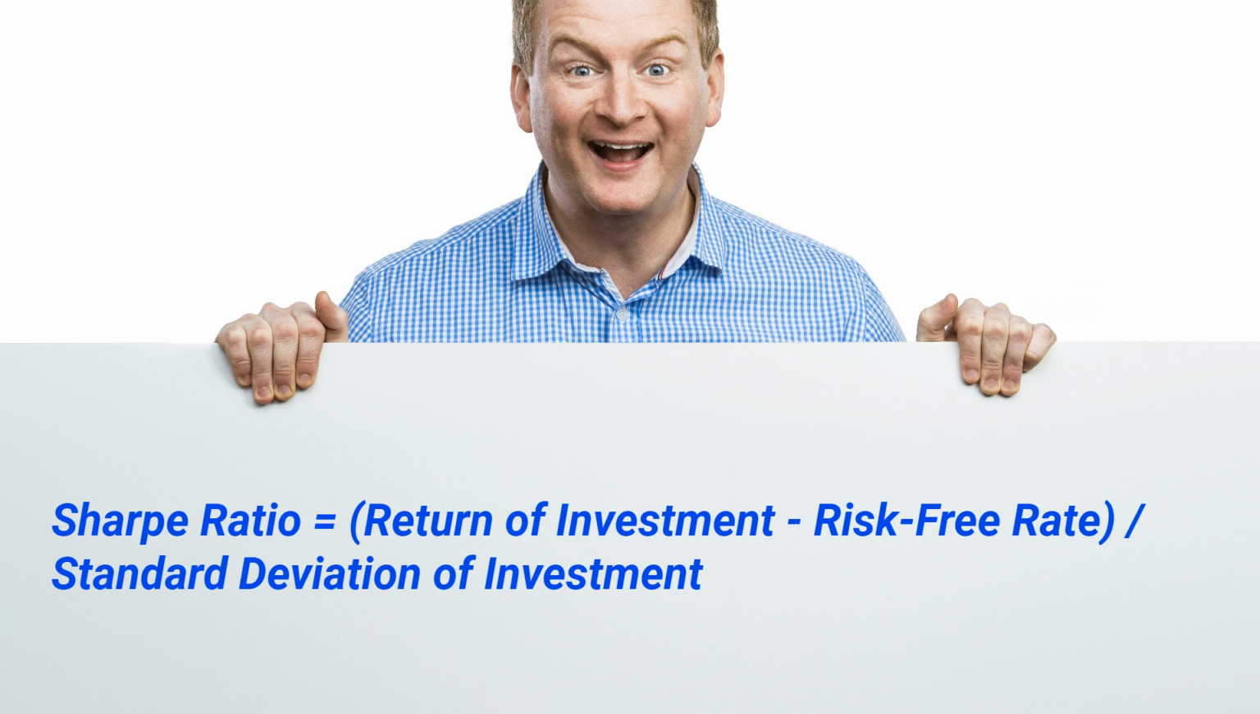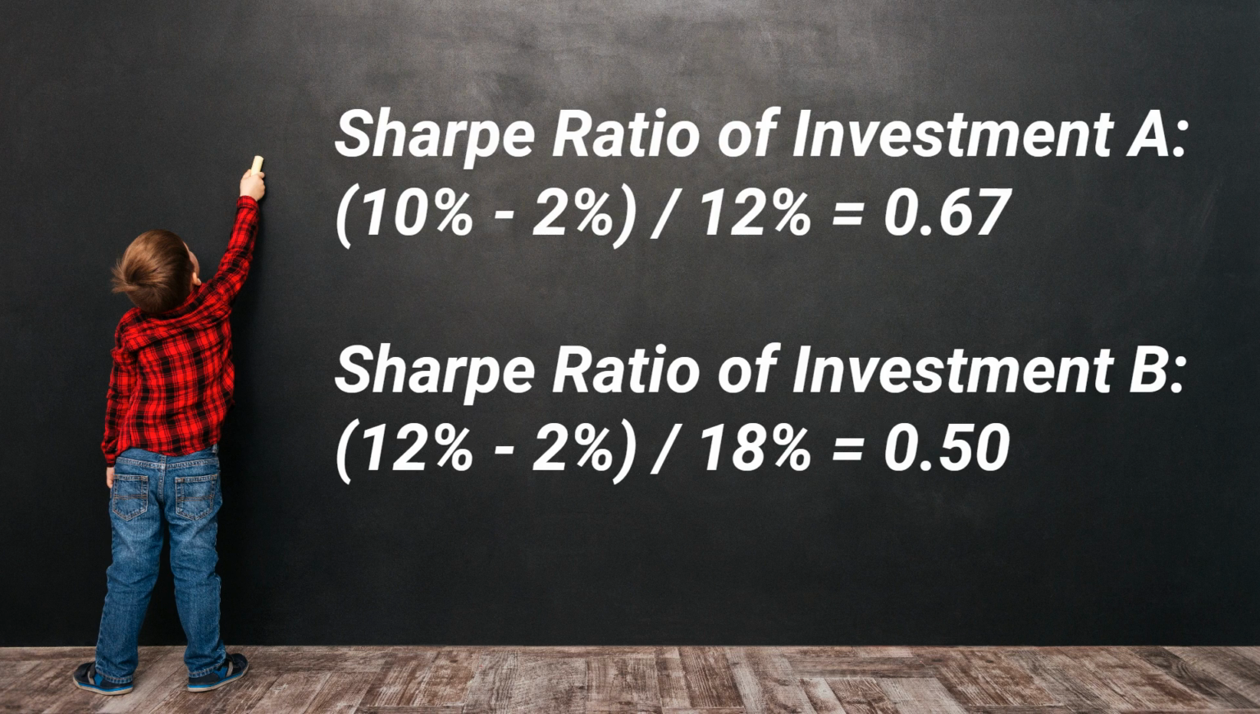The Sharpe Ratio essentially tells you whether the extra return you're getting from an investment is worth the extra risk you're taking on. It allows you to compare the risk-adjusted returns of different investments and assess whether they're worth investing in. For example, let's say you're comparing two investments, investment A and investment B.